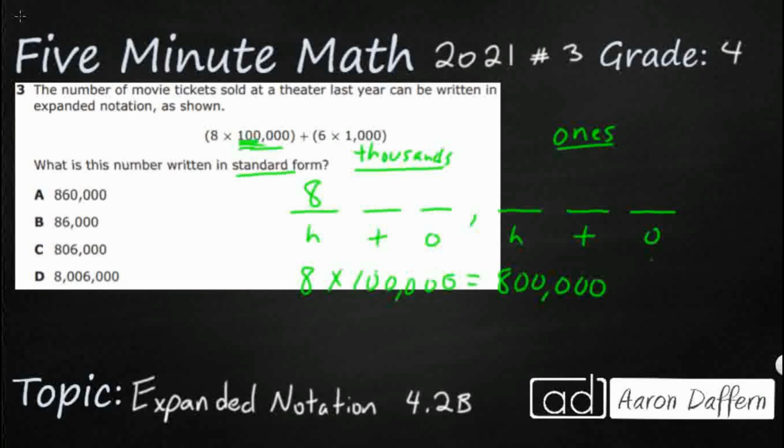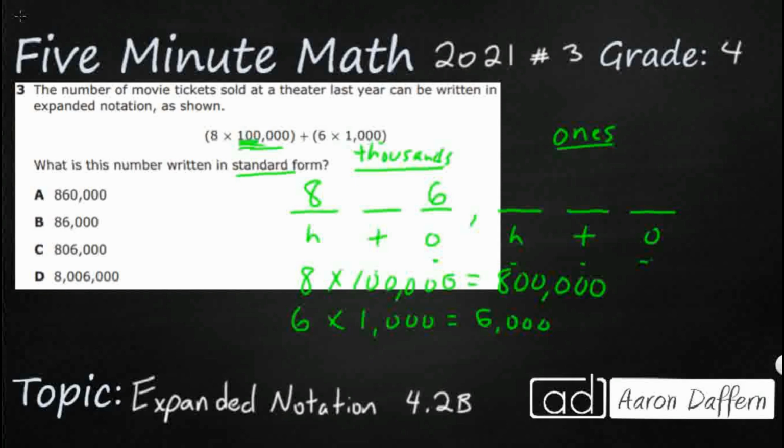Let's deal with this 6 now. The 6 is in the thousands place, so there's 1, 2, 3, 4 digits over from the right. So 1, 2, 3, 4, and there's my 1,000s place right there. So I've got a 6 right there. So 6 times my 1,000, that's got the value of 6,000. So I need an 800,000 and a 6,000. So that's what I have, is I have an 8 and a 6.